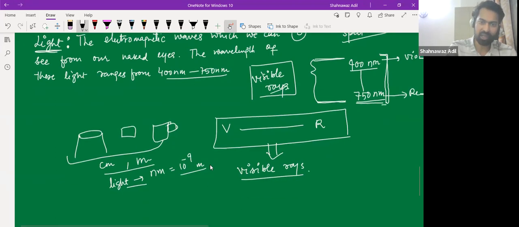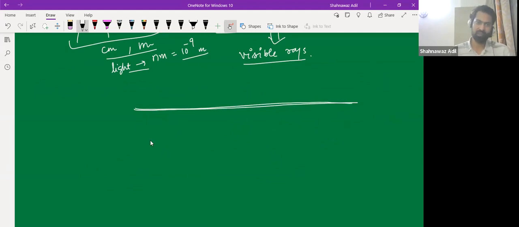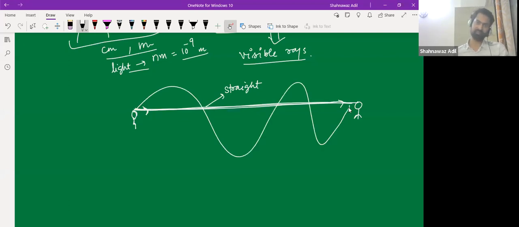When we see light traveling, say somebody has a source of light, let's say a torch or a laser, and another person is observing that laser, he will directly see it. Light moves in a straight line. But how does a wave propagate? A wave propagates like this, so we should see the light fluctuating.